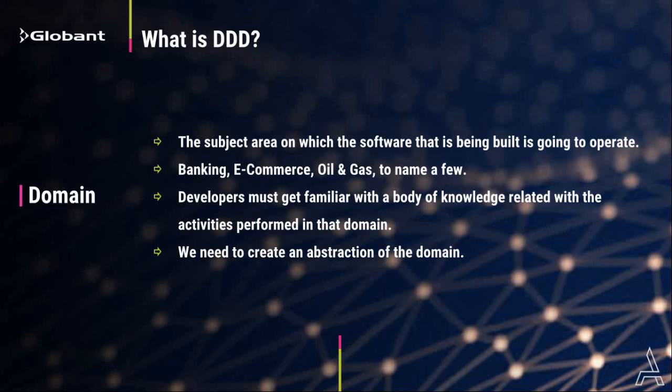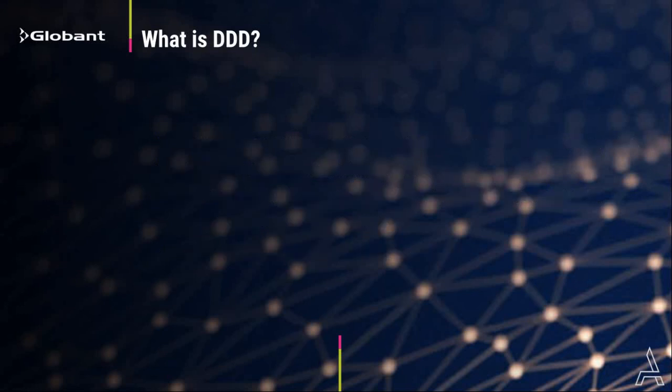Instead, we should focus on the domain that the software is operating in, and we need to create an abstraction of the domain. We learn a lot about a domain while talking with the domain experts, but this raw knowledge is not going to be easily transformed into software constructs unless we build an abstraction of it. This abstraction is a model of the domain.